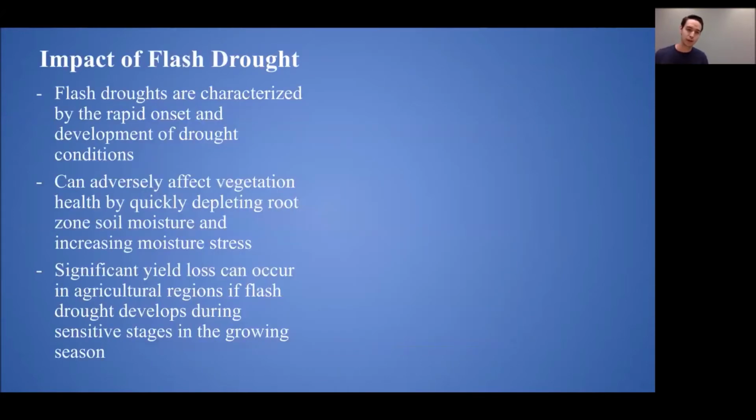Defining flash droughts, first of all, these are characterized by the rapid onset and development of drought conditions. These can greatly negatively impact vegetation, mostly by depleting root zone soil moisture and increasing moisture stress. This can be really significant on agricultural regions, especially if flash droughts occur in sensitive stages during the growing season, and can lead to significant yield loss.